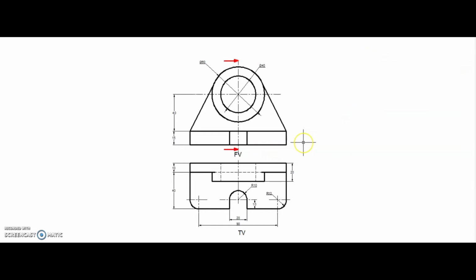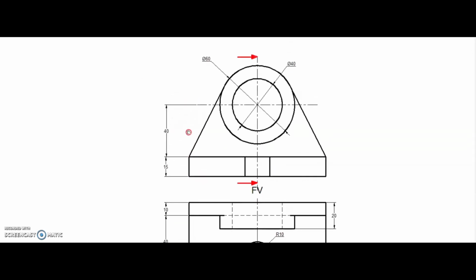Note down its overall dimensions. First we'll trace out the height. So height is 15 plus 40, 55, plus the radius of this circle, which is 30. So 85 is the height.